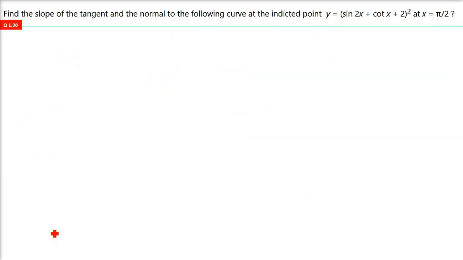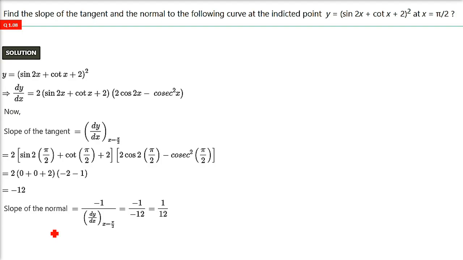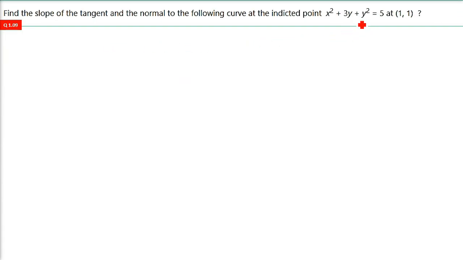I hope you have a fair idea now. You can do this type of question now. Just differentiate, put the value at x equals pi by 2, find out the slope of the tangent, and then put it below negative 1, and that is going to be the slope of the normal. Next, slope of the tangent and normal of the following curve.